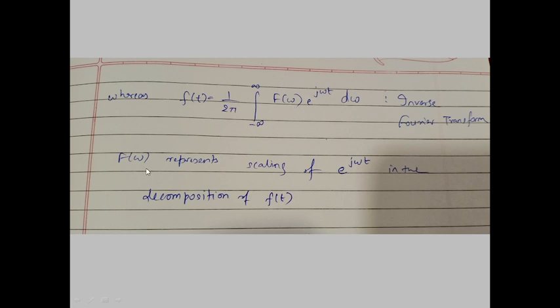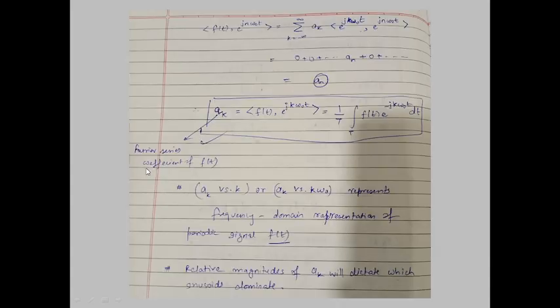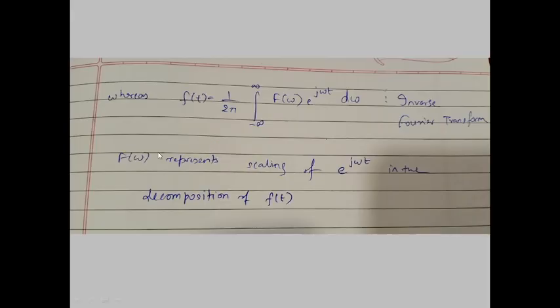Now, similar to the periodic case, where we had a_k, here we have F of omega, which is the scaling of e to the power j omega t in the decomposition of f of t.